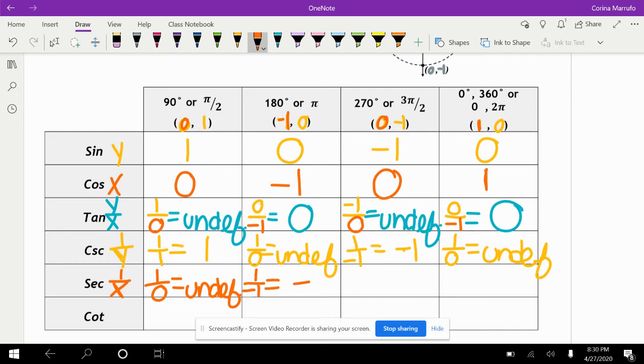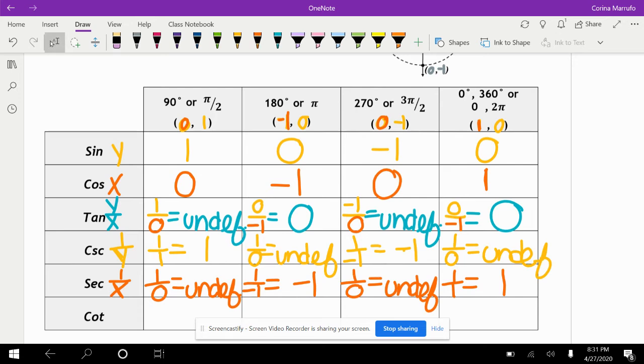Now we take here 1 and we divide it by our x value, which is -1. So 1 divided by -1 gives us -1. Next one, we have 1 divided by our x value. Our x value here is 0. So 1 divided by 0 gives us undefined. And then last, here we have 1 divided by our x value, which is 1, and that gives you positive 1.